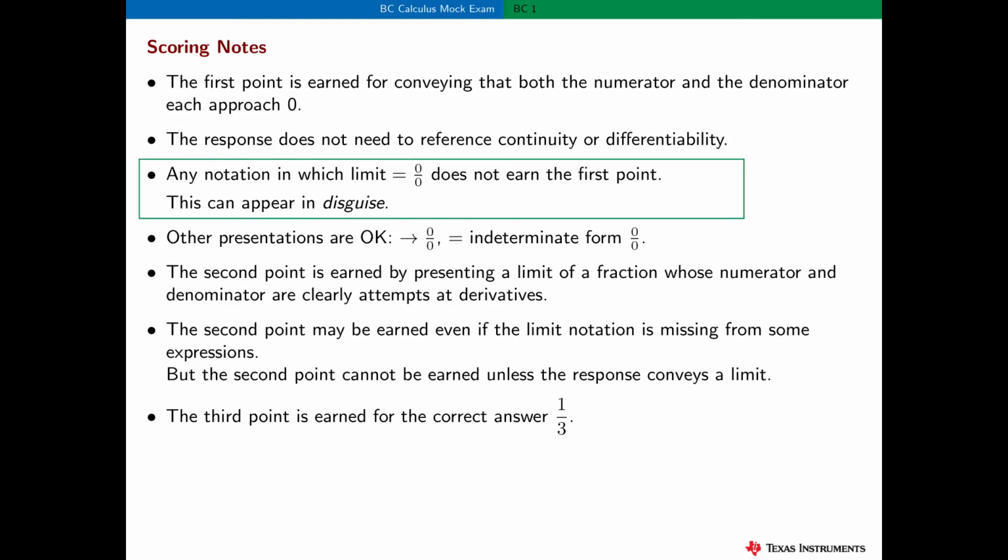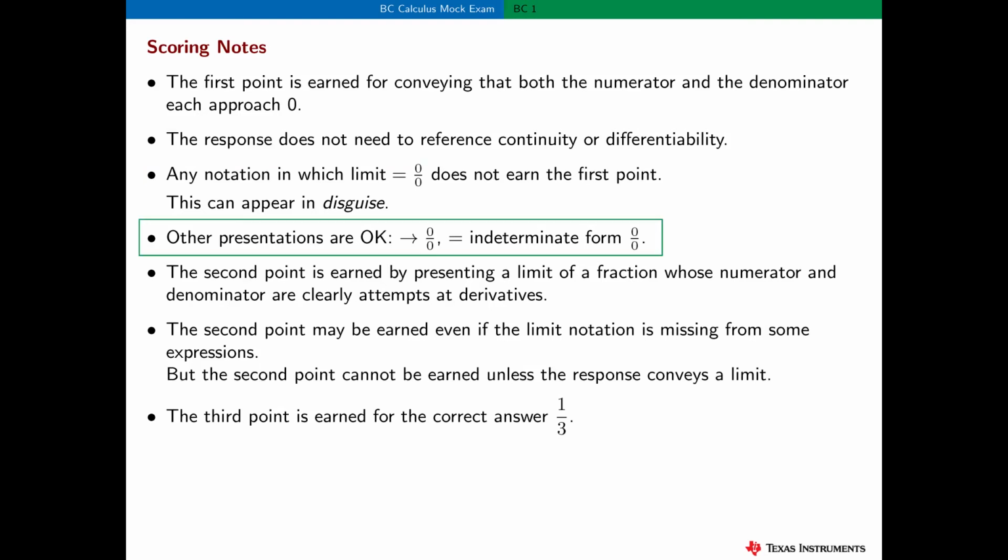In the past few years, any notation that includes an equal sign with 0/0 does not earn the first point. It doesn't bother me, but it's that equal sign that bothers some people. And this equality can appear in disguise, that means in an unsimplified expression with an equal sign. Other expressions that are acceptable ways to indicate an indeterminate form include an arrow and the fraction 0/0, or the phrase equals indeterminate form 0/0.